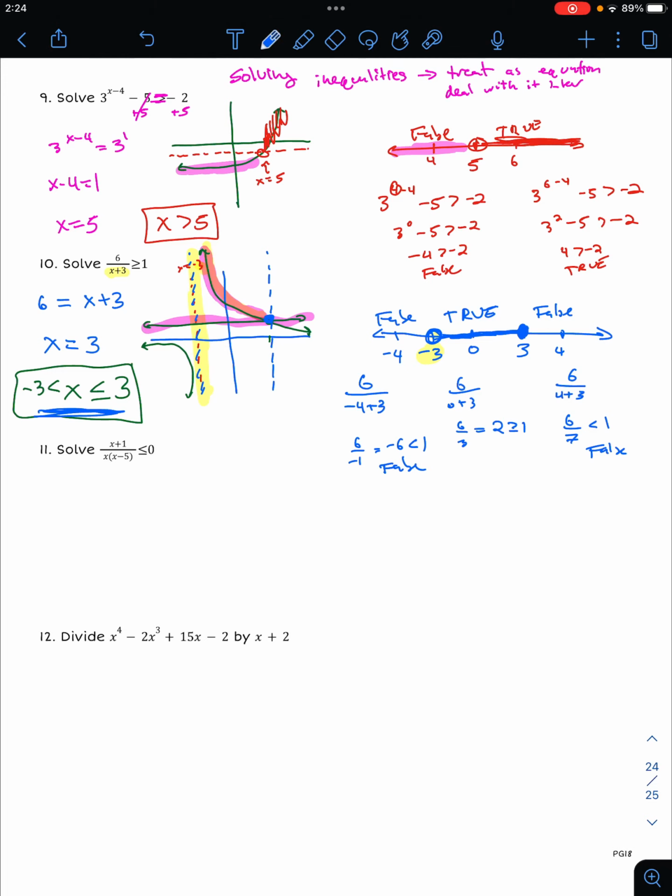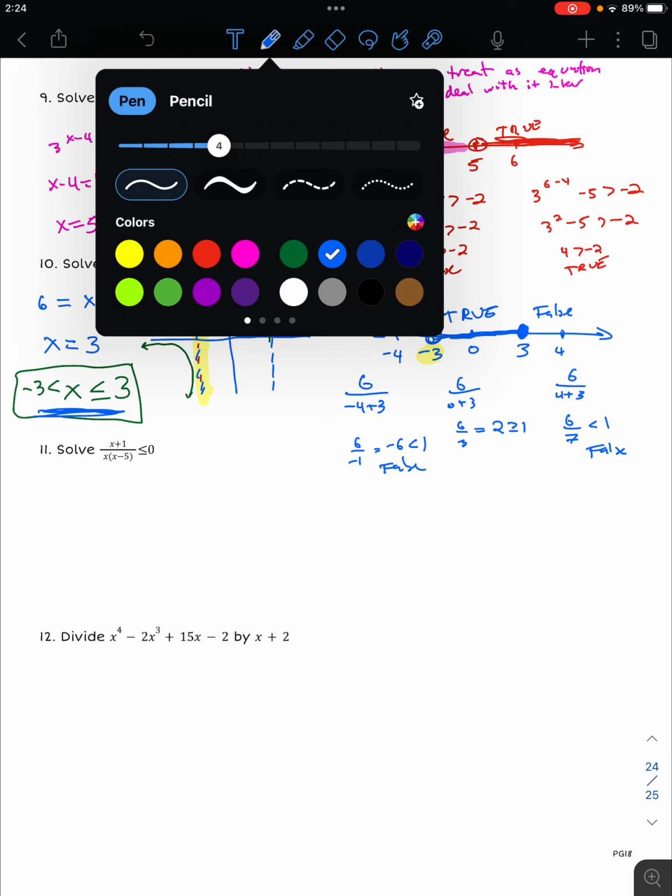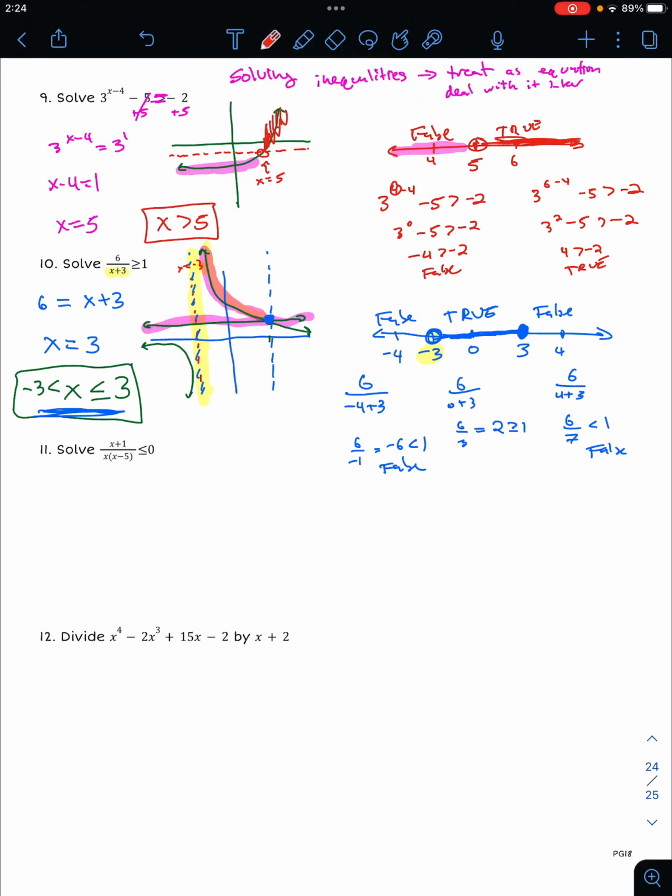So looking at number 11, it says solve (x plus 1) over x times (x minus 5) less than or equal to 0. Right away, I mean, this is starting to get more and more complicated, right? This rational function, we want to know basically when is it negative or 0. So if I try to visualize this, x plus 1, so I have an x-intercept at (-1, 0).